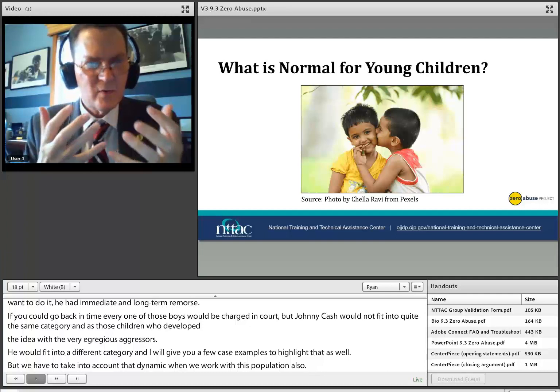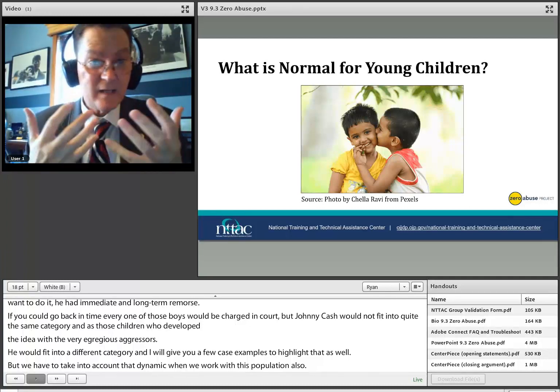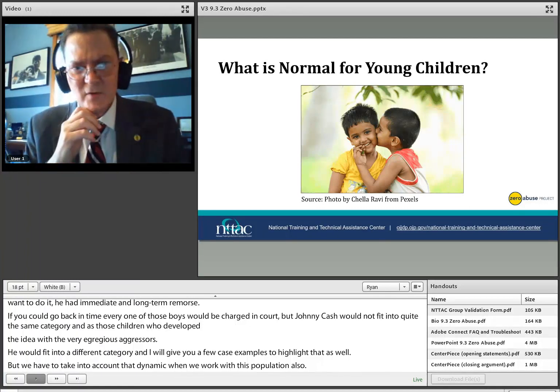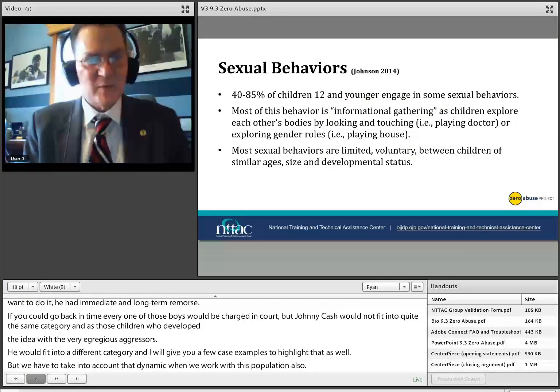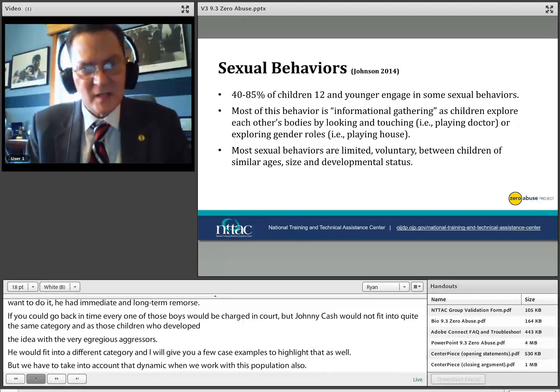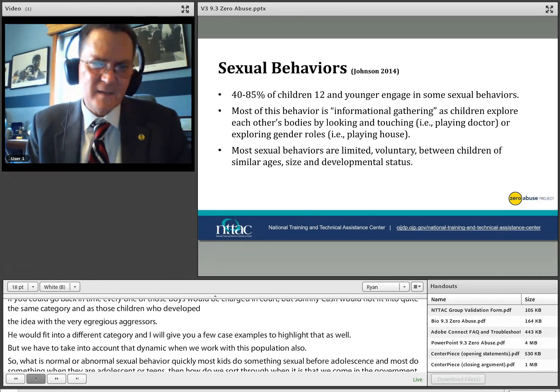So what is normal or abnormal sexual behavior? If most kids do something sexual before adolescence and most do something when they're adolescents or teens, then how do we sort through as multidisciplinary team members when it is that we in the government should get involved?